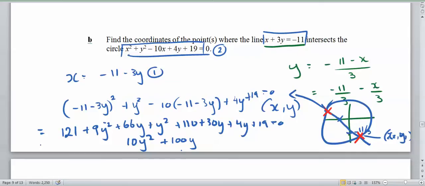19 plus 110 is 129. 129 plus 121 is 250. And that is equal to 0. So let me just go create some more room for myself, because when I made this revision sheet, I certainly didn't give enough room to get it done, especially when my writing's quite big today.